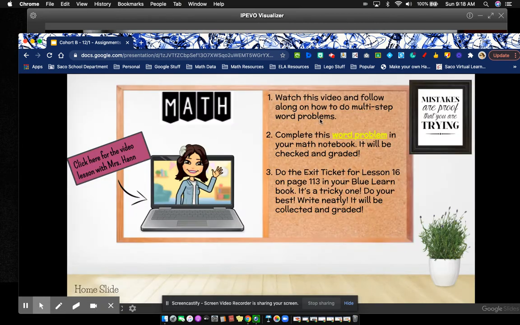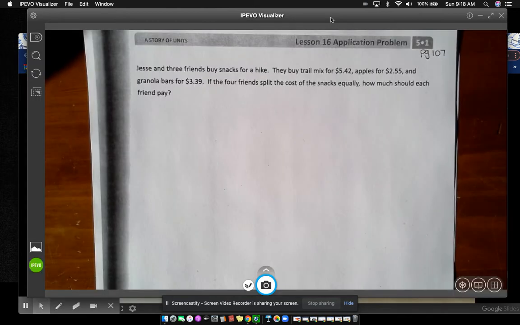So you're probably going to need to draw 2 tape diagrams to match all parts of the story. All right, so let's move on to our application problem that we're going to do together. Turn to page 107 in your blue Learn book. Pause the video so you can get all set up.